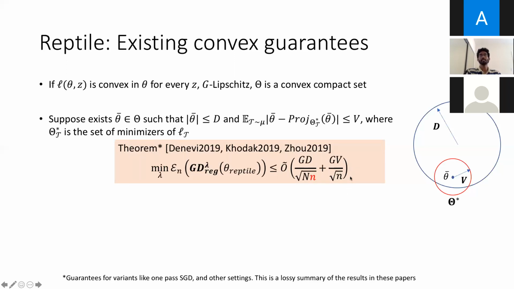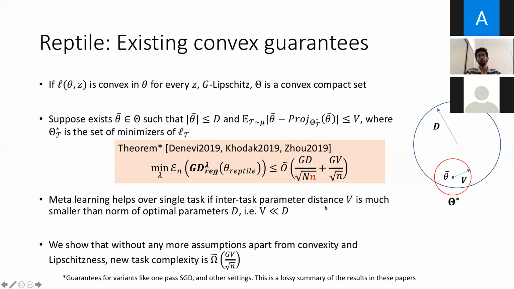Essentially, with this theorem you can see the benefit of doing meta learning, which is if the inter-task parameter distance V is much smaller than the norm of the parameters, then there is actually a benefit in doing meta learning, because now you're suffering GV over square root n rather than GD over square root n for a new task.